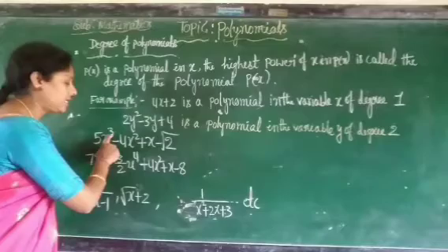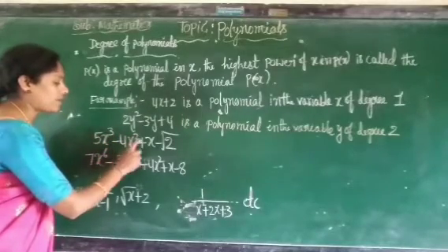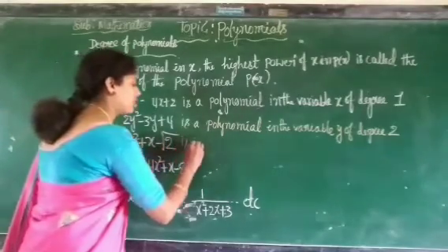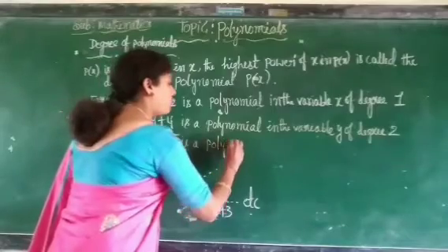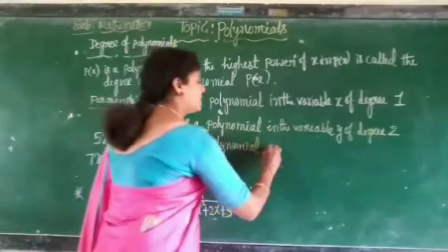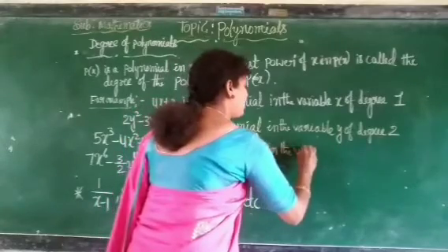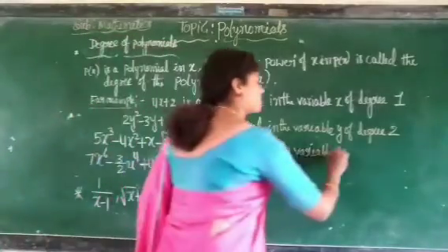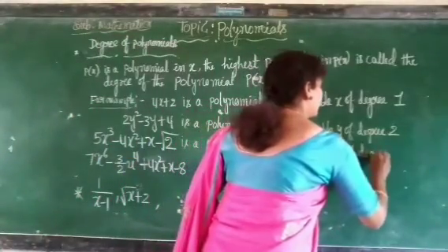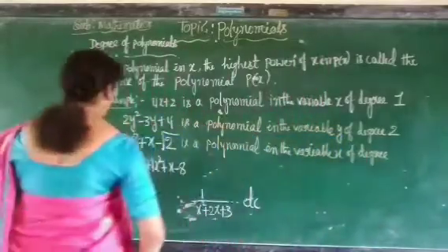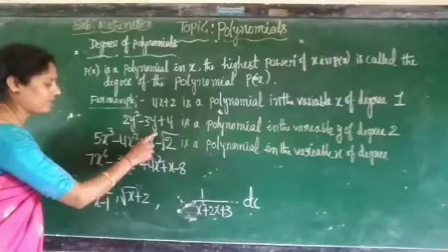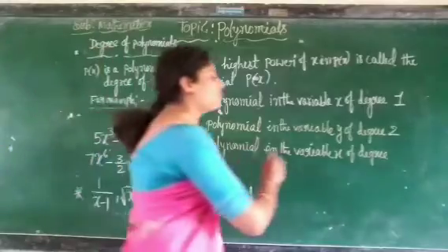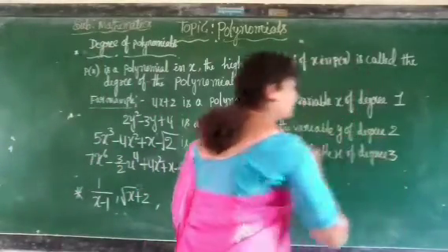5x to the power 3 minus 4x square plus x minus root 2 is a polynomial in the variable x of degree. Dear students, the degrees are degree 1, degree 2, degree 3. The highest degree is 3, so it is a polynomial in x of degree 3.